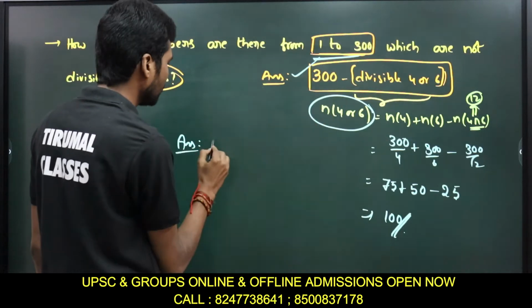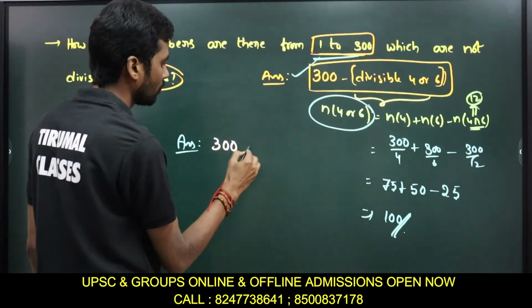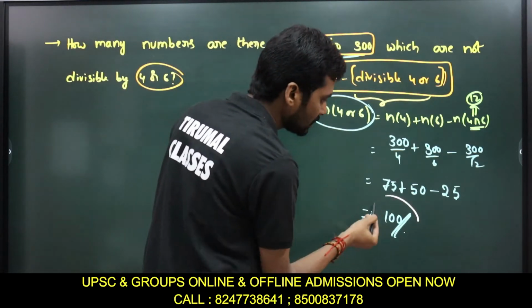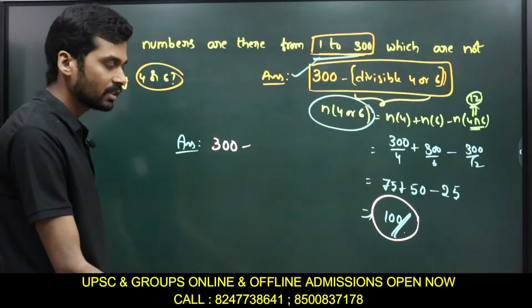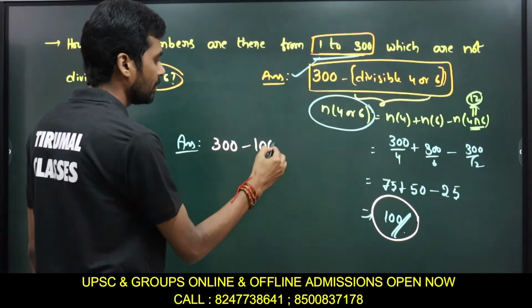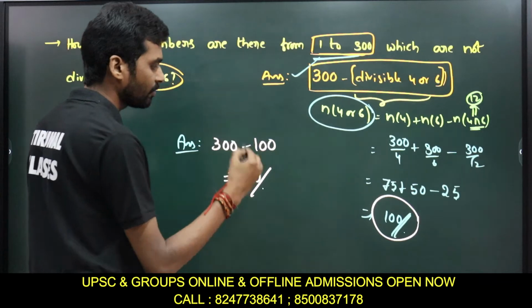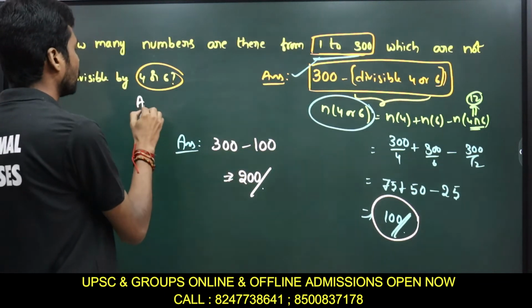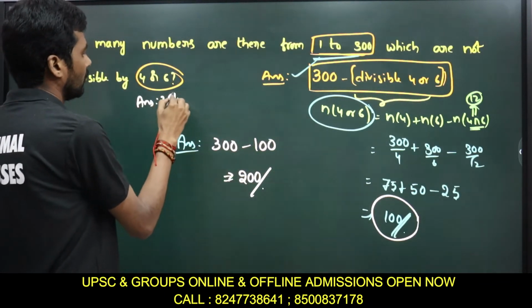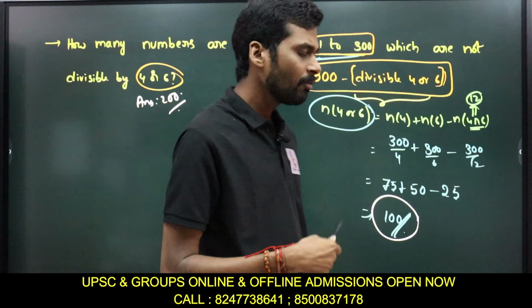From the total number, what is the total number? The total number is 300. The number of numbers which are divisible by 4 or 6 is 100. So 300 minus 100 is 200. So this is the final answer. The final answer is 200. Is it clear? You come one by one.